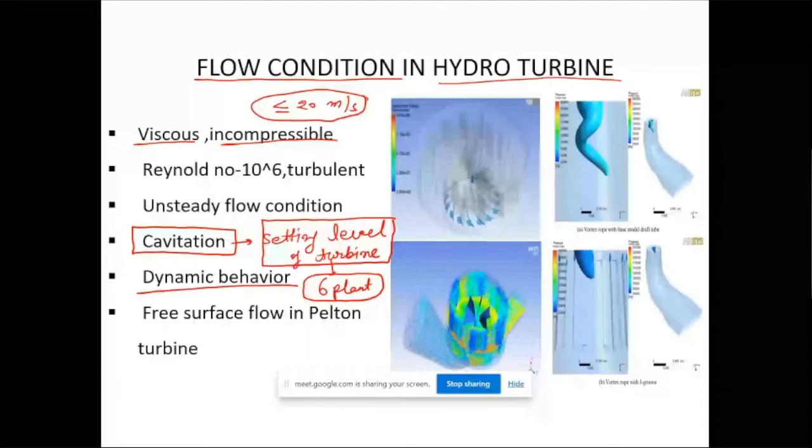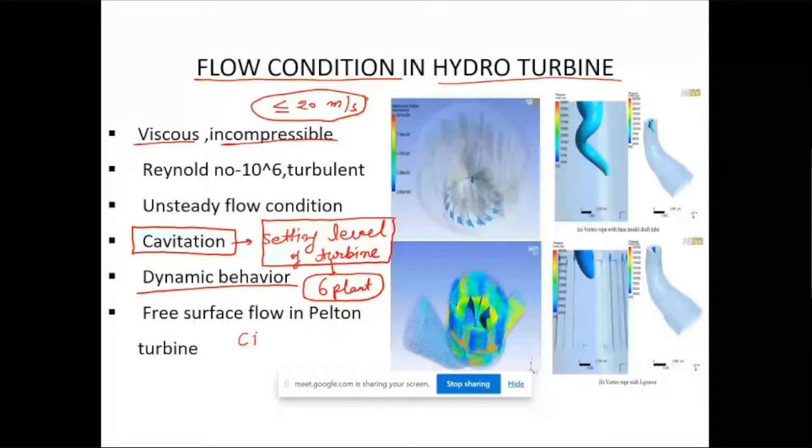So there you can suggest modifications in the design. Suppose at some particular point the stress is more than what you have set. Then that part needs to be strengthened. Only then will the life be improved. So these are the kinds of things which we can predict using CFD.